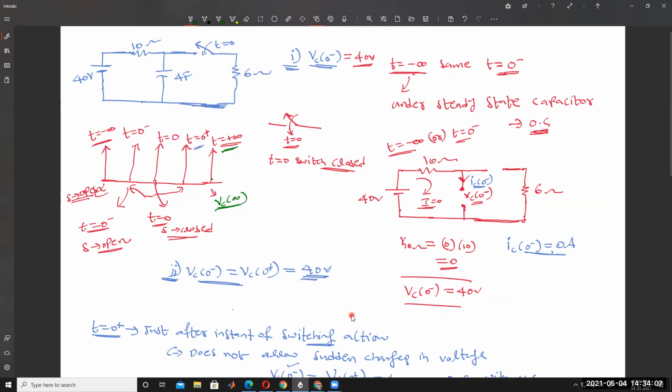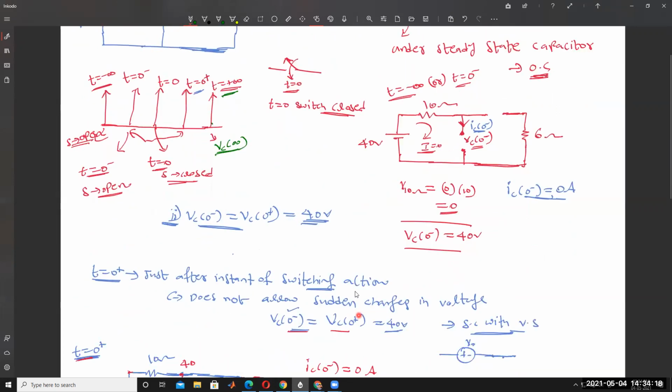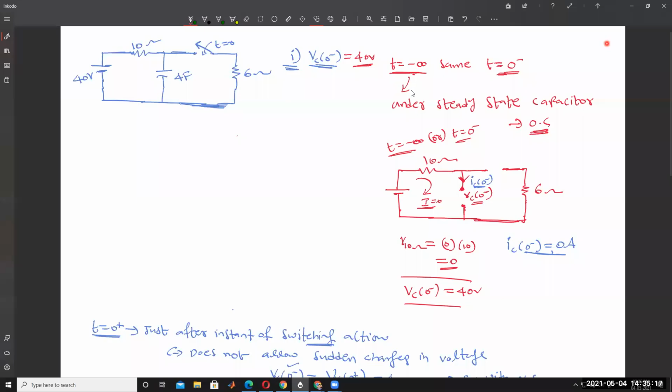So under closure condition, VC of infinity is nothing but the voltage across the capacitor. Under steady state condition, at t is equal to infinity, the capacitor is acting as an open circuit. So this is called a steady state condition. The capacitor is again an open circuit because it is fully charged.